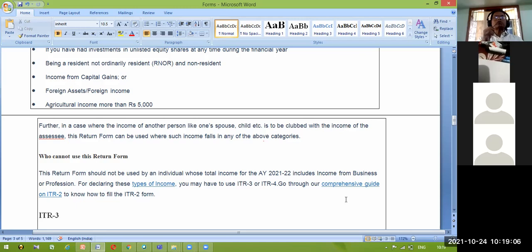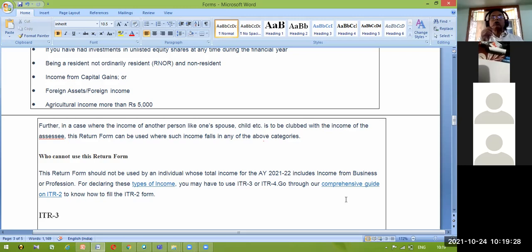Dear students, that is known as clubbing of income. One person is paying tax on his or her own income, including the income of some other person, maybe a spouse, maybe a child, whatever it may be. That's clubbing of income. So whenever your income includes income of some other person, you can fill up ITR 2.